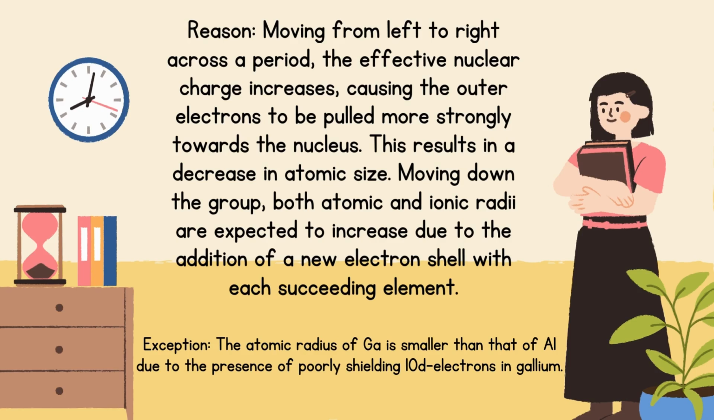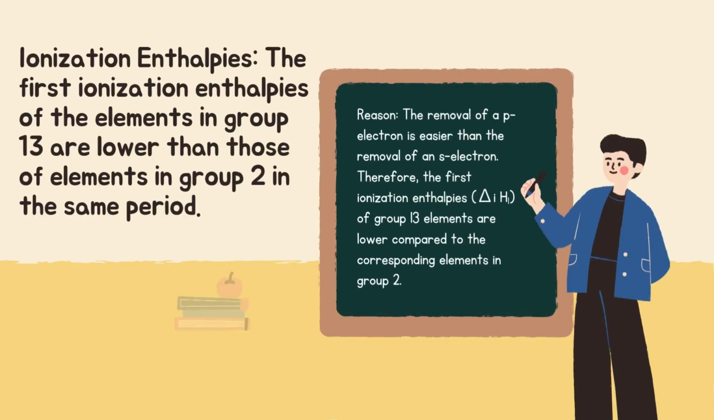Moving down the group, both atomic and ionic radii are expected to increase due to the addition of a new electron shell with each succeeding element. Exception: the atomic radius of Ga is smaller than that of Al due to the presence of poorly shielding 10 d electrons in gallium. Next is ionization enthalpies.